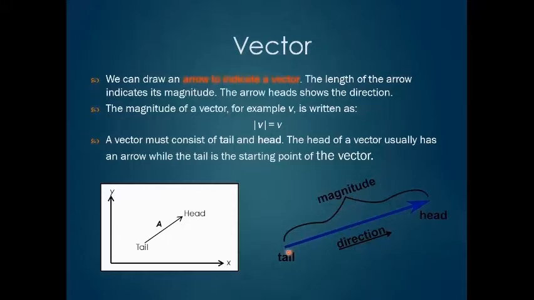So kalau arrow tu pendek, that means magnitude dia kecil lah. And then bila arrow tu panjang, magnitude dia akan jadi besar. So the magnitude of a vector can be written like this. Dia ada dua garisan yang macam ni. So ini adalah menunjukkan magnitude untuk satu-satu vektor. So, and lastly, kalau macam dalam arrow ni, dekat tail ni adalah starting point of a vector, and head ni adalah kita punya end.